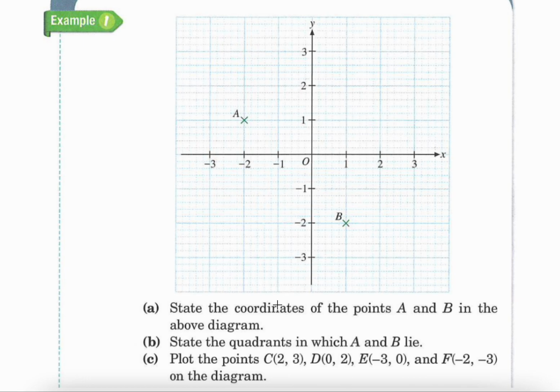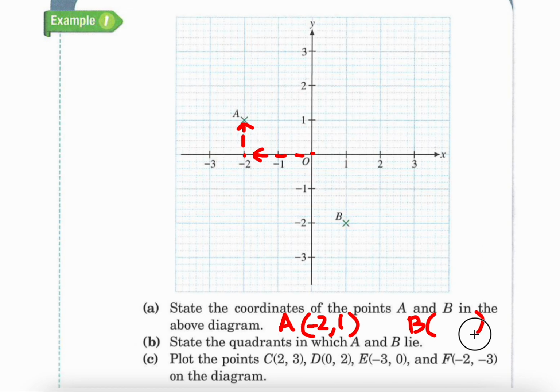All right, so first we're going to state the coordinates of points A and B in the diagram. So A, remember we want to find the x value, then the y value. Starting from the center, I'm going to walk over to where I find A. That's at -2. So that's my first number. And then I'm going to fly up to where it meets A, and that's 1. So A is at -2, 1.